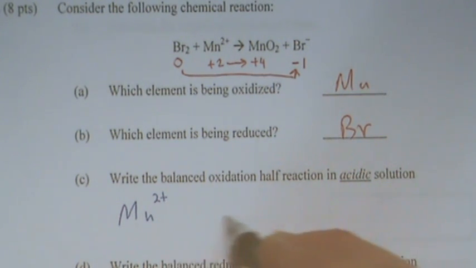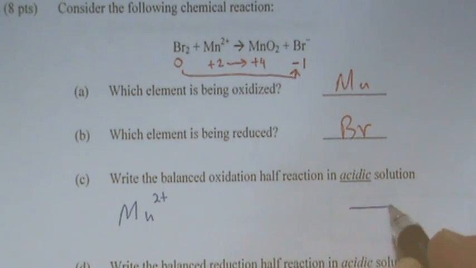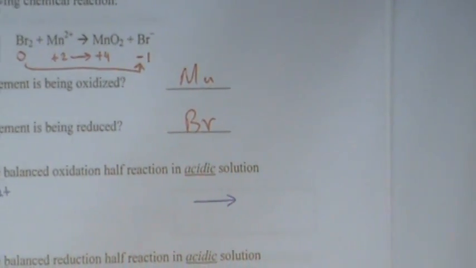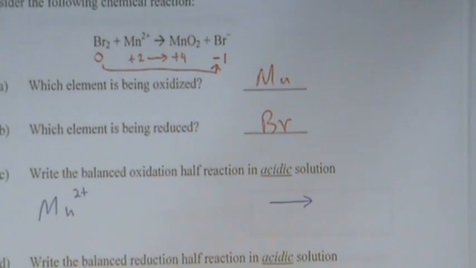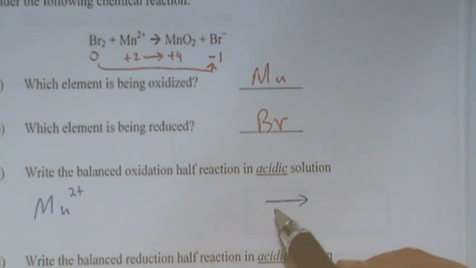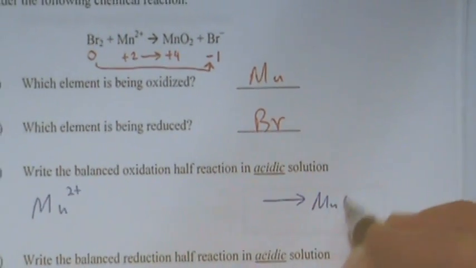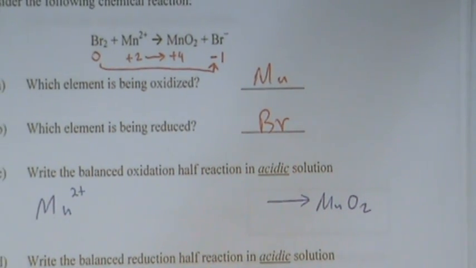I give space here, otherwise you will not do well. You will get sloppy and then you will have the wrong result. So you give a lot of space here to be able to move around. And now manganese 2+ goes to manganese dioxide. That's it. Now we want to balance this.